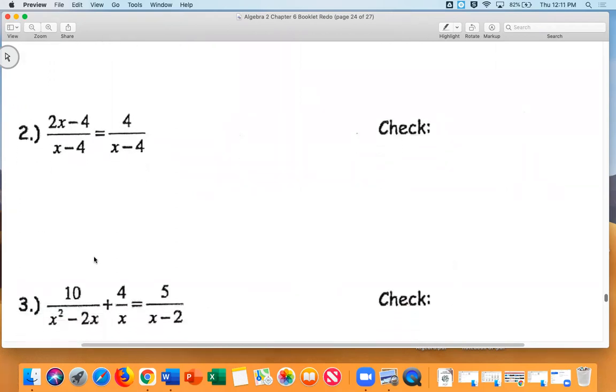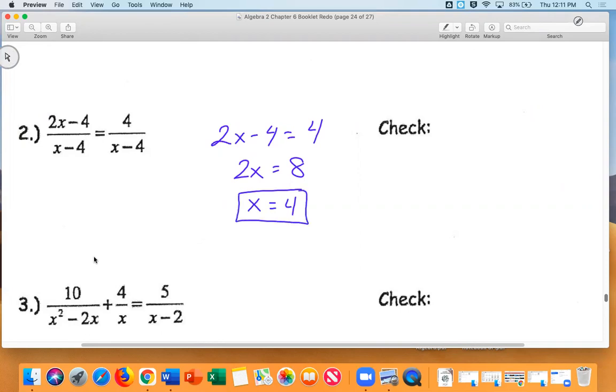So let's look at number two. Okay, notice I have one fraction equaling another fraction. They both have the same denominator, agreed? So if they both have the same denominator, then what do we know about the numerators? Lance? They gotta be the same, right? So we can quickly see that we can get 2x minus 4 equals 4. And then we get 2x equals 8, and then x equals 4. That's it. Because we know the two fractions are equal.